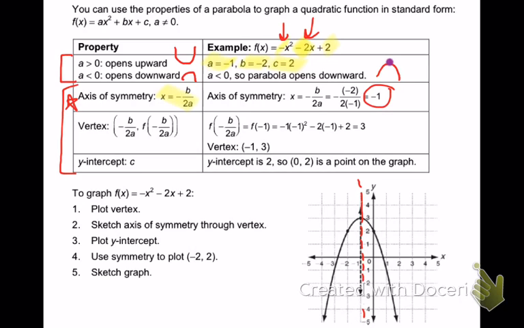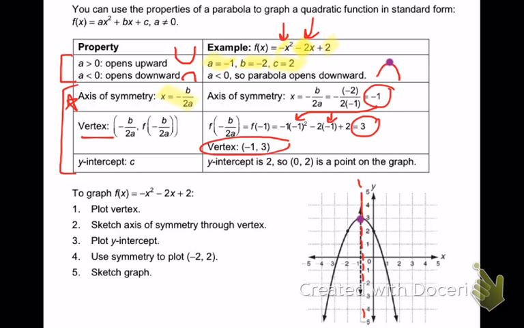From there I find the vertex. To find the vertex, I take my axis of symmetry and I plug it in for x to evaluate. So I take my axis of symmetry, plug it in for x. I get 3. That is my vertex, negative 1, 3. Oop, bad dot. There we go. So negative 1, 3 is my vertex.